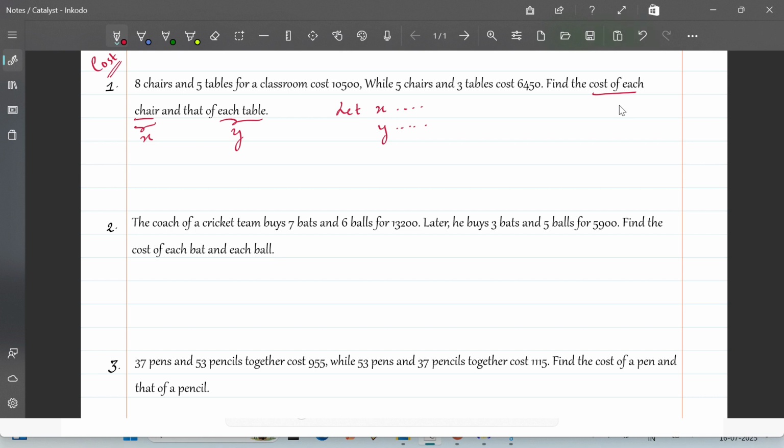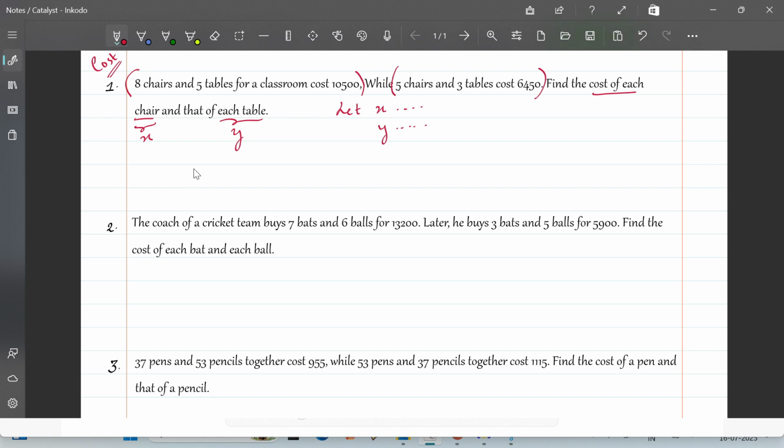Now, the first sentence, from here to here, will give you one equation, and from here to here you will get the second equation. Also remember, if you have 2 variables, 2 unknowns, like here we have an x and a y, we will need 2 equations to solve them.